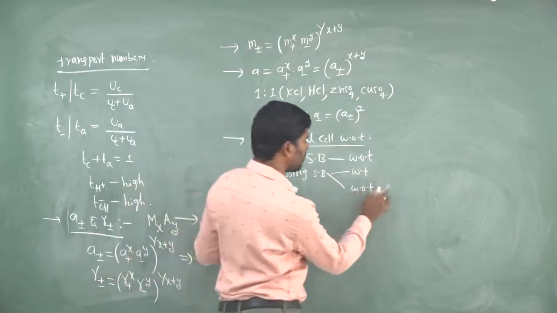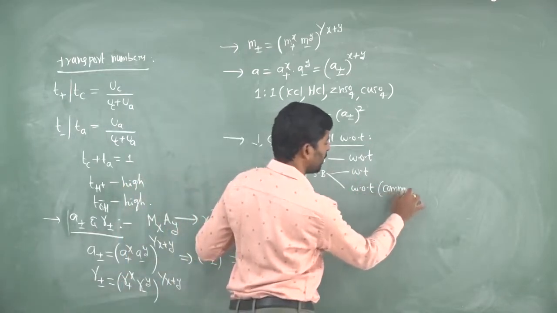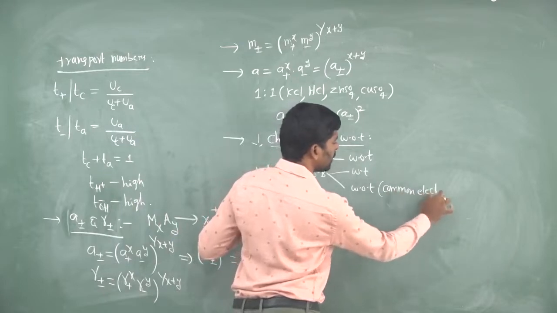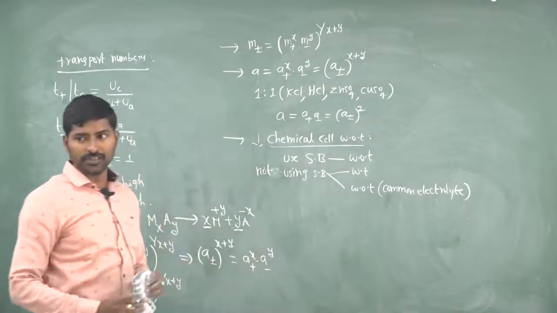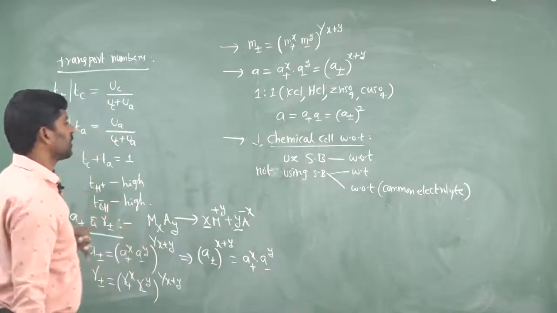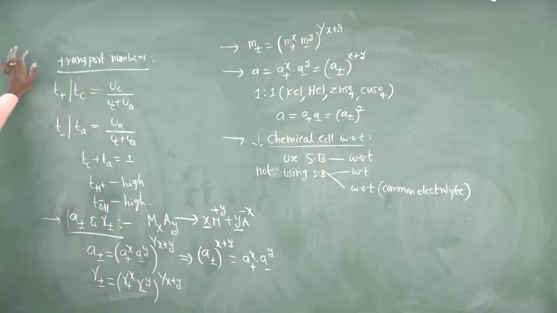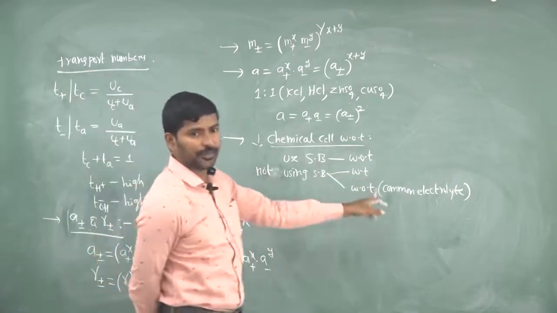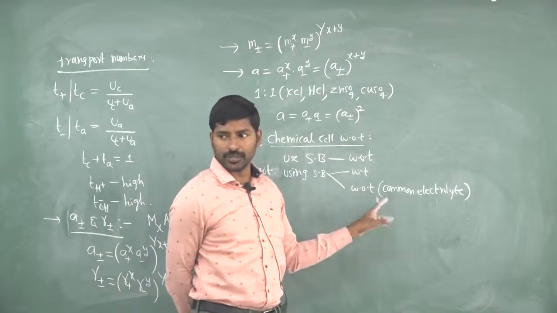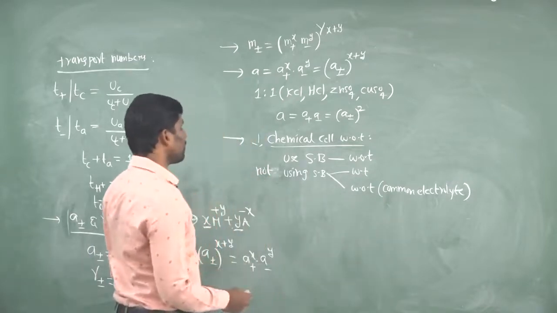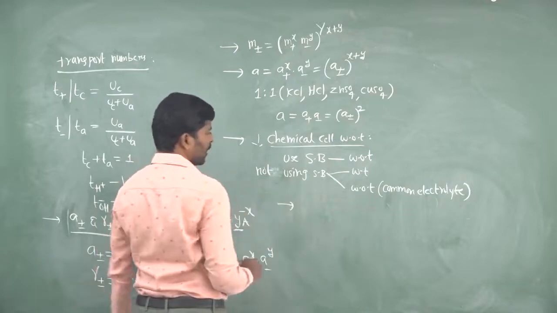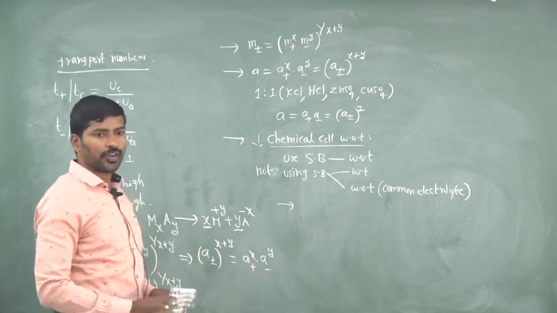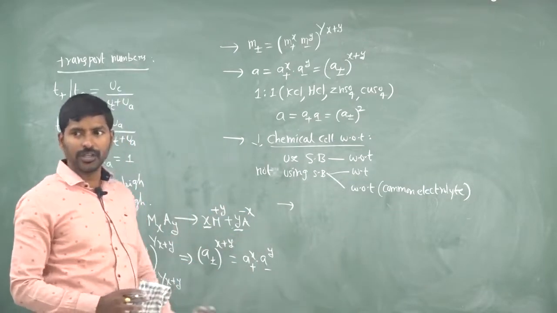When we get without transference, and if it is a common electrolyte, in such a case we get without transference. If you have a common electrolyte, even though we are not using a salt bridge, that comes under without transference only. So in the example we discussed, note there is no direct transfer of ions from one half cell to another half cell. That is called without transference.